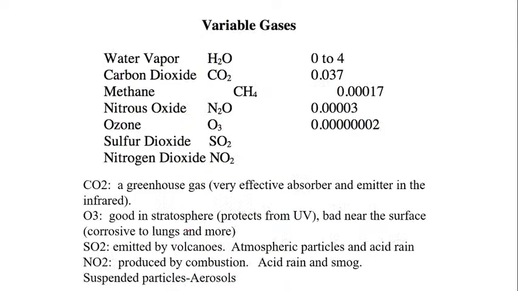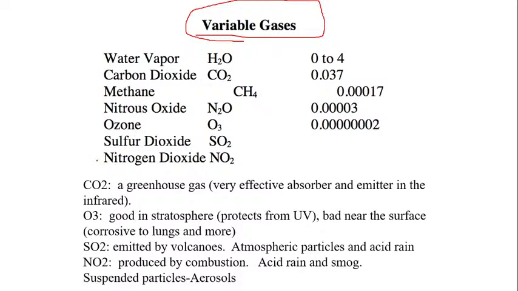Then variable gases, which means the concentration may change. There is a range at which it is present. That is known as the variable gases. The non-variable gases are nitrogen, oxygen, argon, neon and so on. The variable gases are water vapor, whose amount varies, carbon dioxide, methane, nitrous oxide, ozone, sulfur dioxide, and nitrogen dioxide.